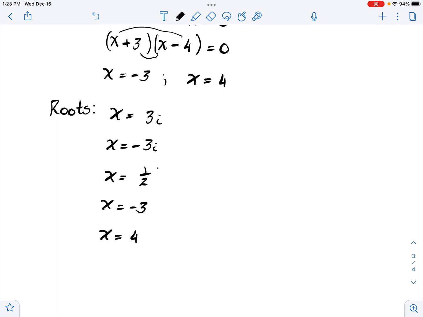These roots here, these are real. These are the values. This is where our function crosses the x-axis. It crosses at x equals 1/2, x equals negative 3, and x equals 4. And these here are my complex roots. So these are complex, 3i and negative 3i. But I have found all 5 of my roots, or all 5 of my zeros, which is what we were asked to do.